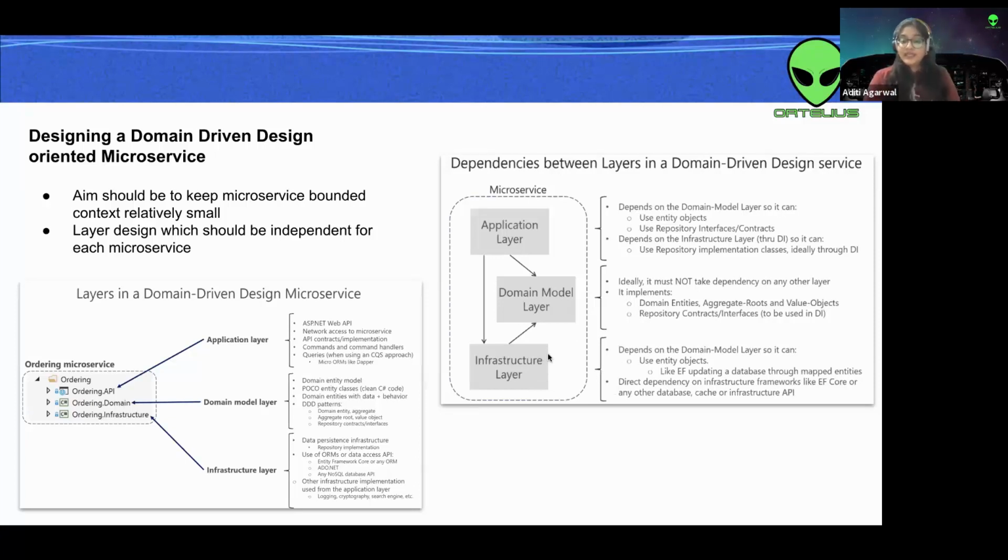And we can see that the infrastructure layer is only dependent on the domain model layer. It does not need to be dependent on the application layer because it is responsible only for residing the persistent data. So our infrastructure layer is dependent on the domain model layer, which keeps the record of the infrastructure layer as well.